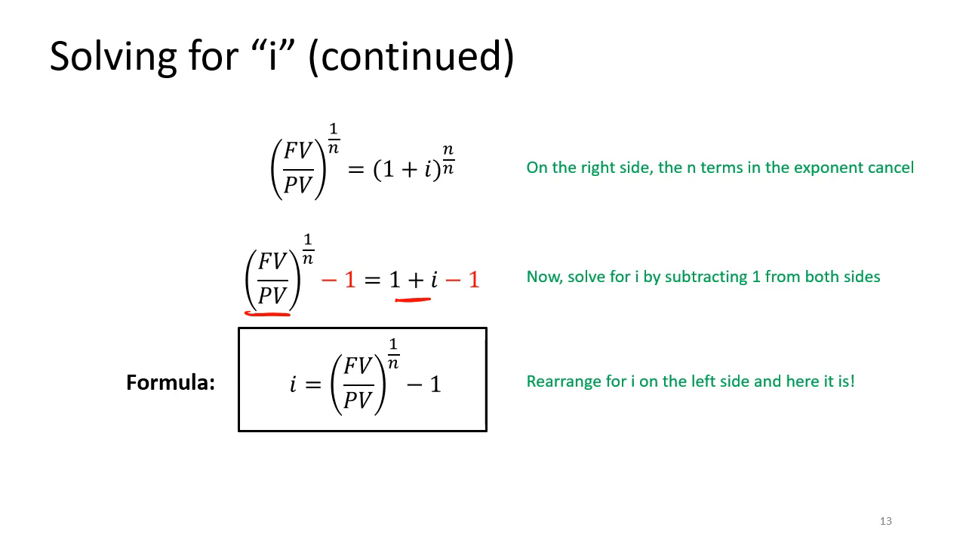So now we just have one item left. We have this number 1 on the right-hand side that we need to remove. To do that, we simply subtract 1 from both sides, because you have to do the same thing to one side as you do to the other. So you arrive at having just I on one side of the equation. All I've done is move everything from the right side to the left side and the left side to the right side. So you have I is equal to the future value divided by the present value, all to the exponent 1 divided by n, minus 1. Again, n is the total number of compounding periods. So that's the formula I want you to remember.